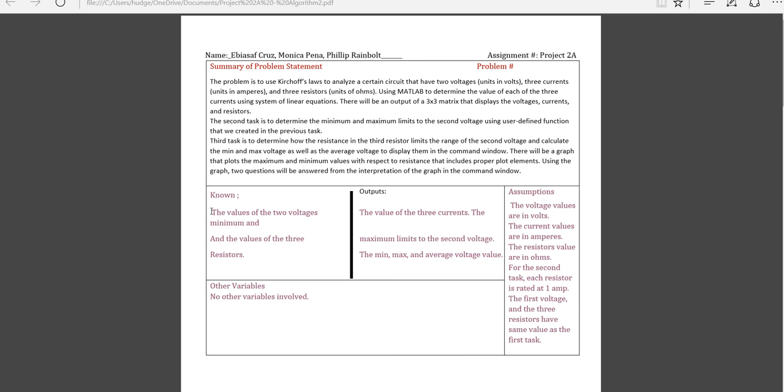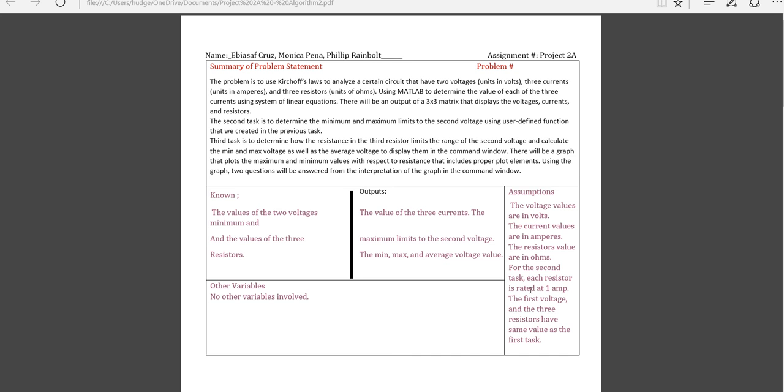So the known values are the two voltage values and three resistance values the user inputs. And it will output the 3x3 matrix, the two voltages, the three resistance values, and also the currents. And it will also display the min and max and the average voltage that we found from our second and third task. Some assumptions we made: the voltage is in units of volts, the current values are in amperes, and the resistance values are in ohms.